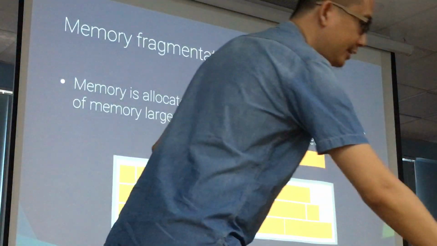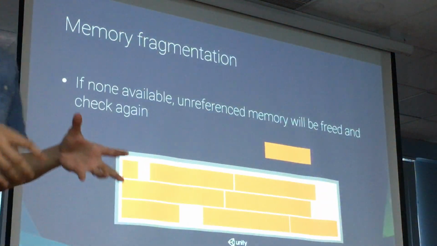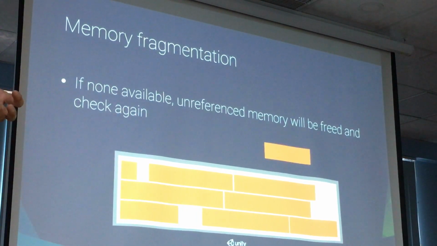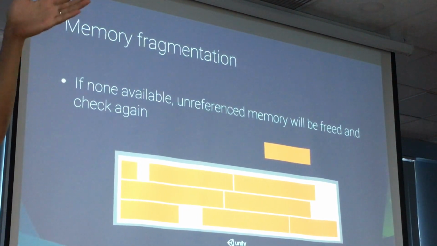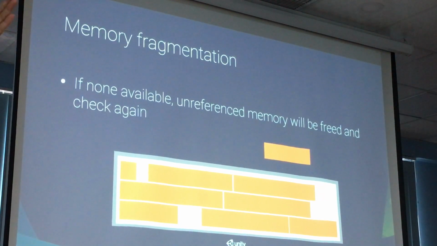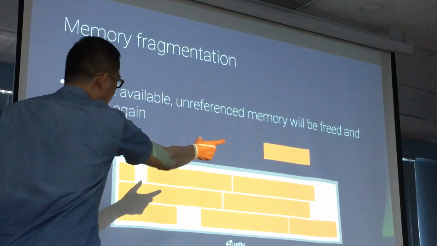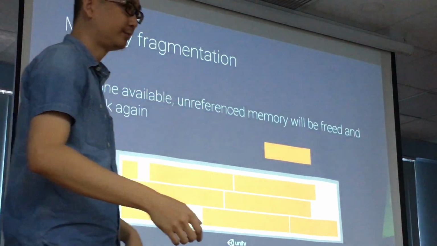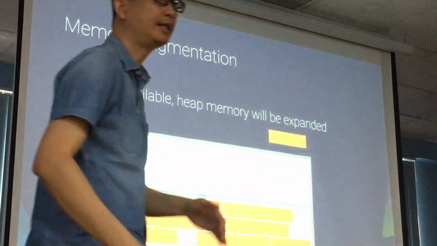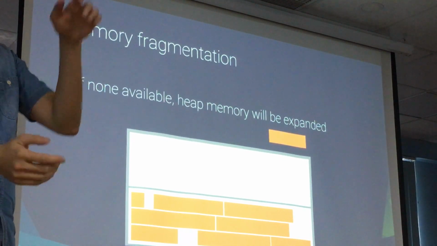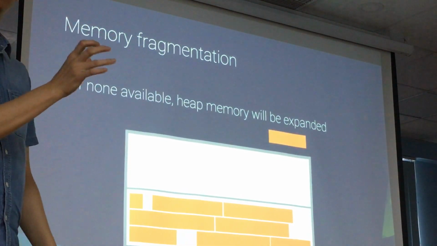If you cannot find any free memory, the garbage collector will come in, free up any memory that is not in use, and see if we can accommodate it again. If it still cannot accommodate your request, because it doesn't fit, right? There's no space for it to fit your request. What happens is the heap memory will then grow, and then now we have more space to accommodate your request.